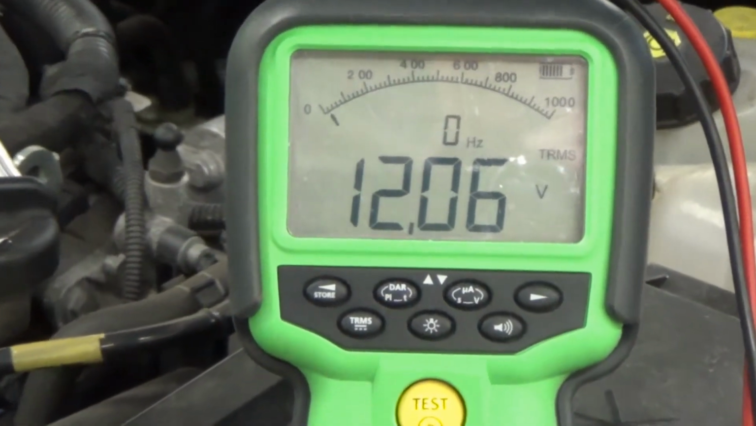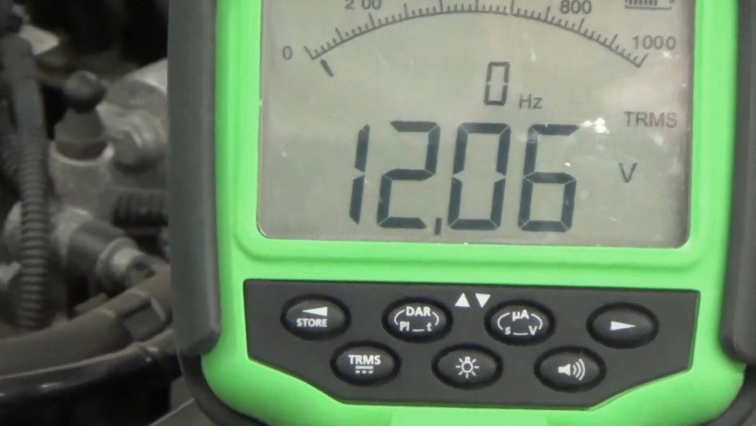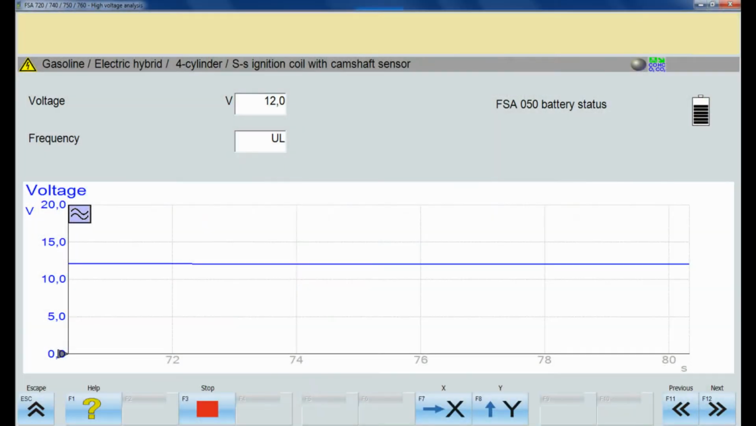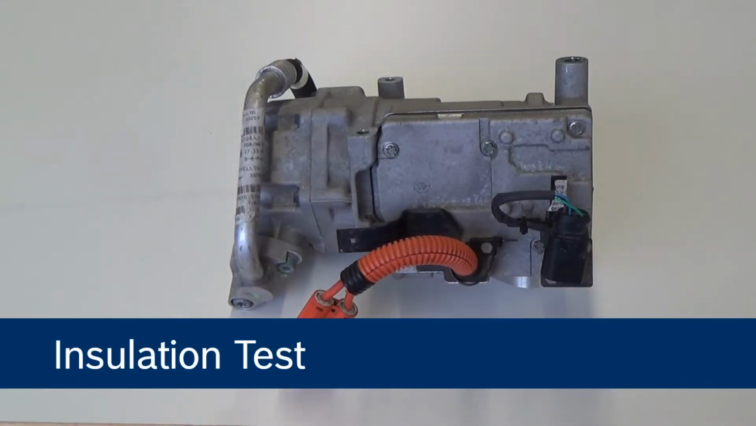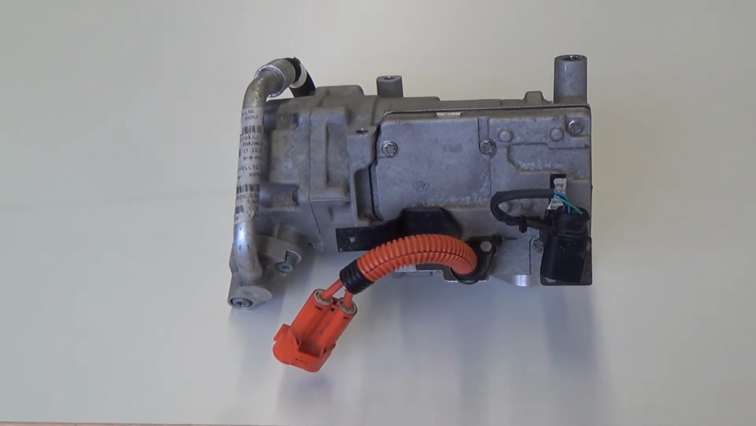The FSA 050 shows 12-volt power supply is correct. The graphical signal enables the user to permanently monitor the power supply during testing. The decisive advantage is that the intermittent signal interruption caused by a bad wire connection or temperature variation might be immediately detected. We will now perform an insulation test of the high voltage wire on an electrical aircon compressor.